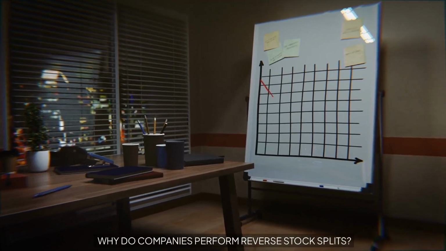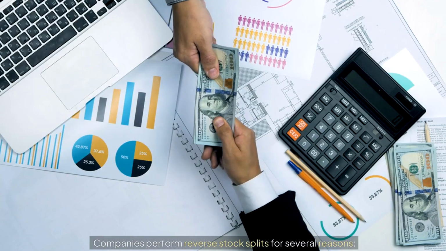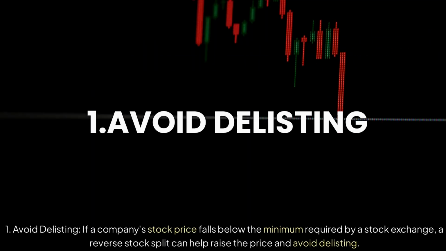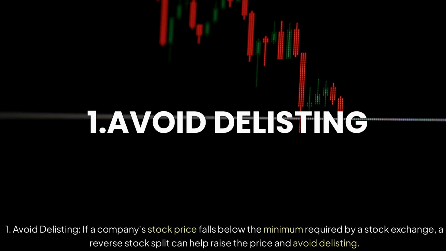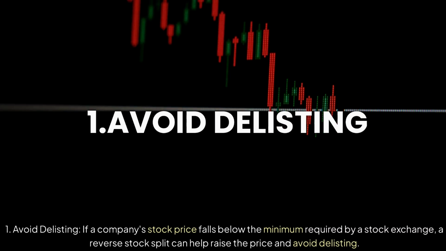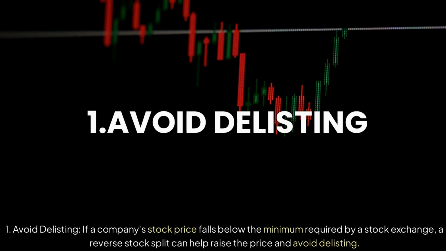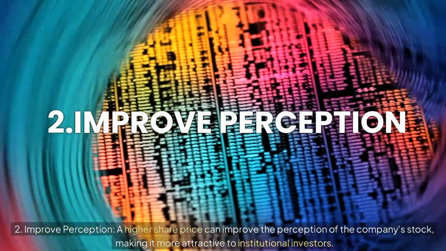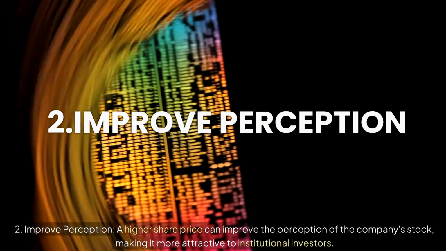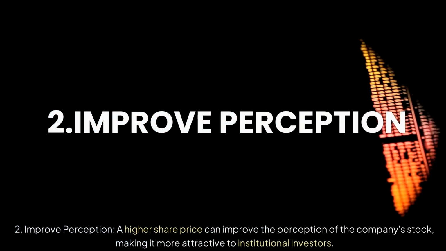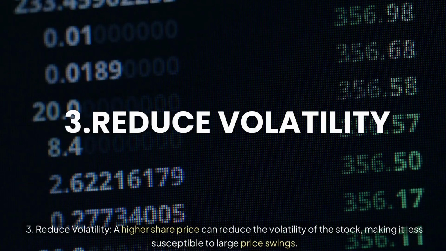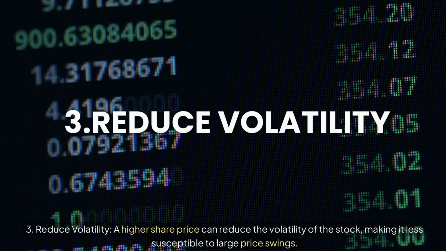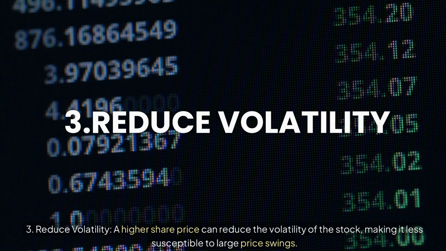Why do companies perform reverse stock splits? Companies perform reverse stock splits for several reasons. 1. Avoid delisting. If a company's stock price falls below the minimum required by a stock exchange, a reverse stock split can help raise the price and avoid delisting. 2. Improve perception. A higher share price can improve the perception of the company's stock, making it more attractive to institutional investors. 3. Reduce volatility. A higher share price can reduce the volatility of the stock, making it less susceptible to large price swings.